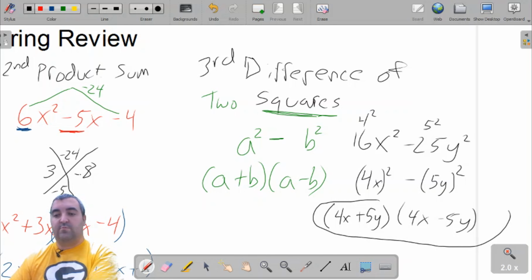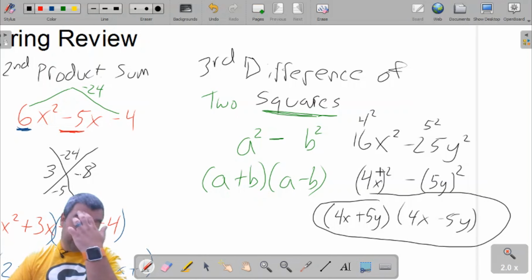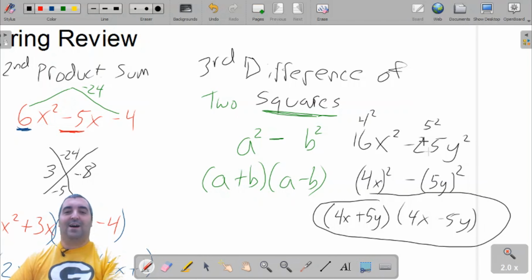So there's the three methods of solving that, of factoring, I should say. We'll get to solving, that we're going to use now in this class.